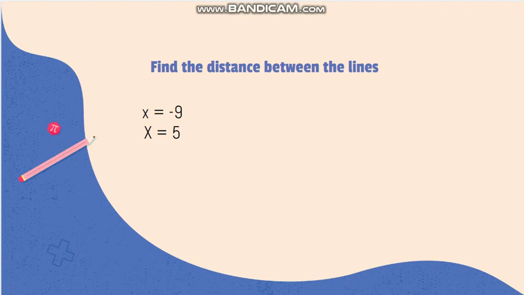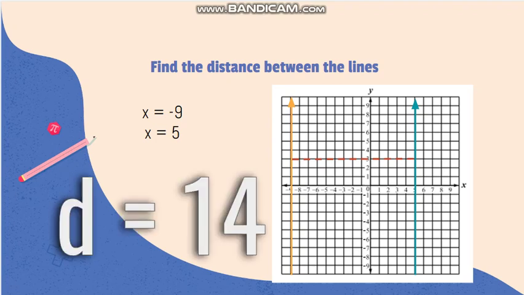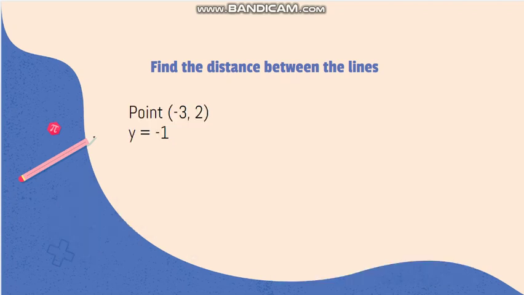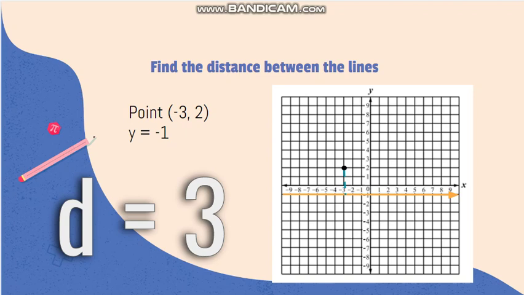Talking about x equals -9 and x equals 5. These are two vertical lines. So at any point, the distance between those lines is 14. And point 3, -2, and y equals -1. This is just one point. So this one's even easier to visualize because the distance between this point and this line is just 3.